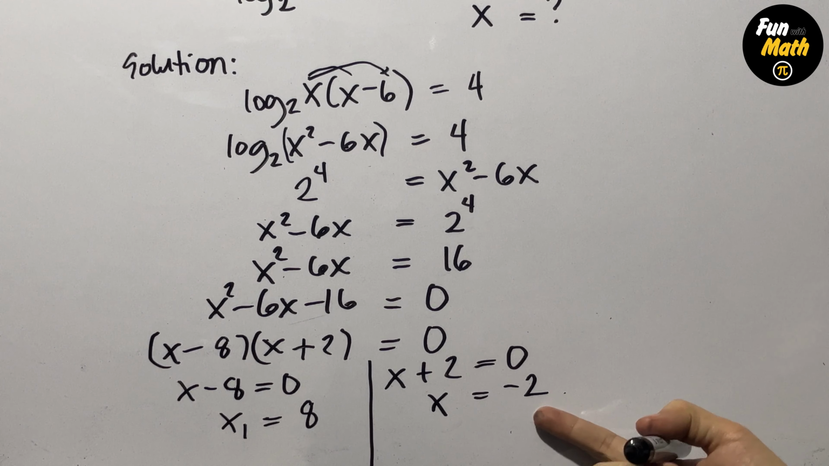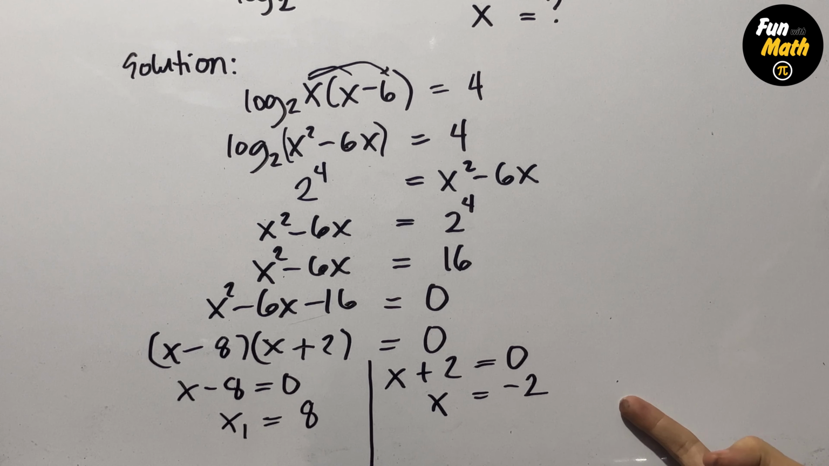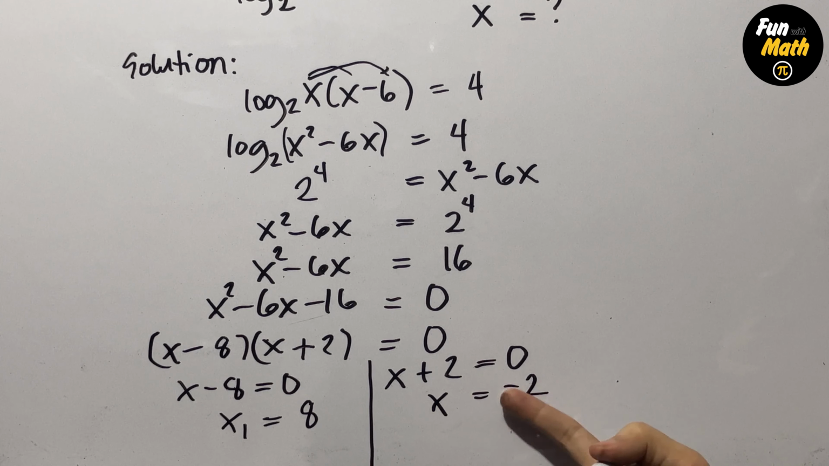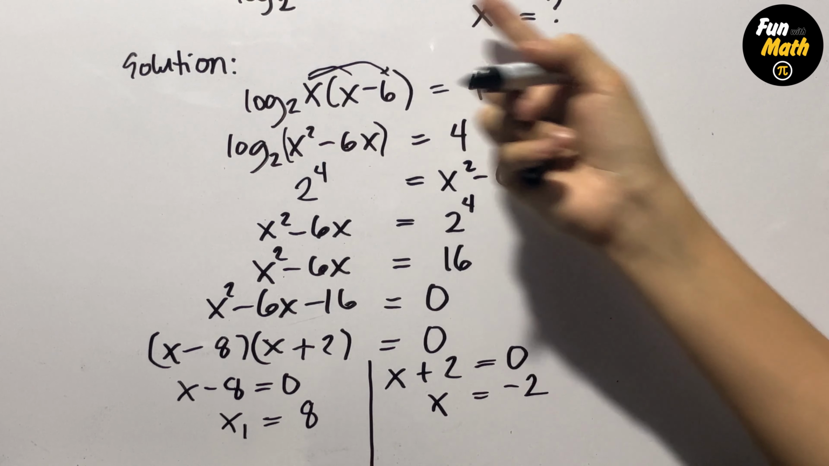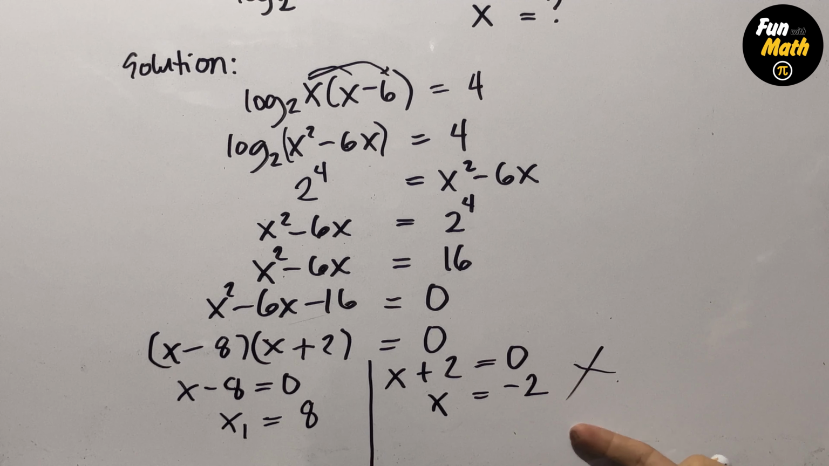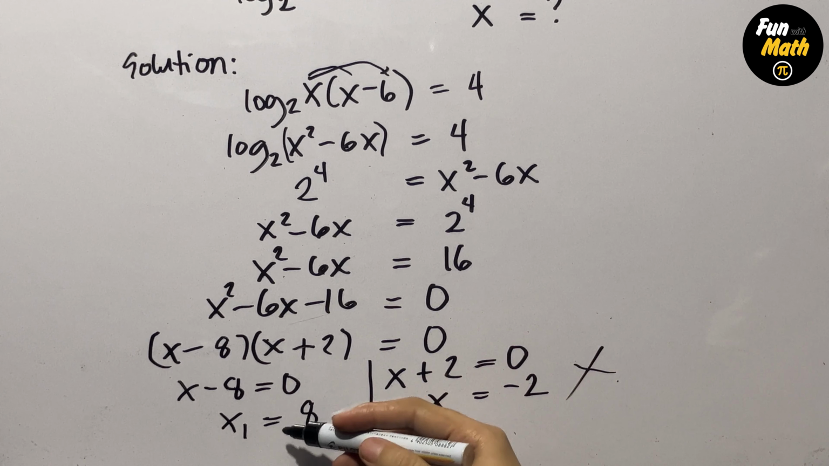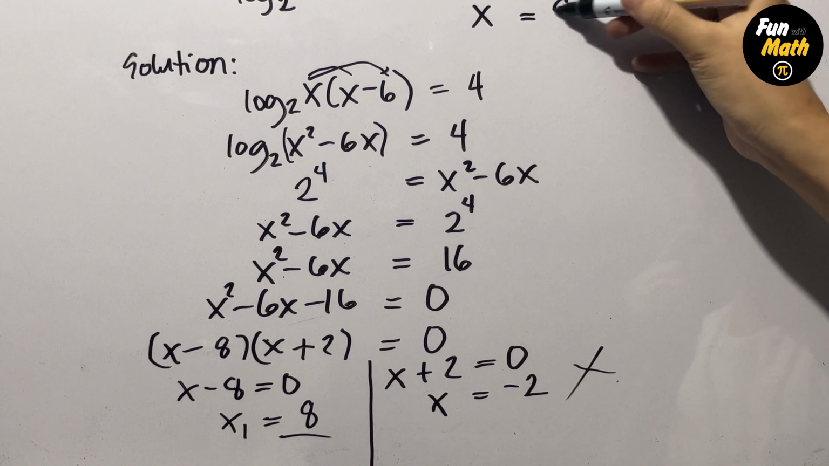Now for this, since it's negative 2, we cannot consider this as our root of x because it is negative, and our problem is a logarithm. So this is not considered. So the only root here is 8. So x is equal to 8.